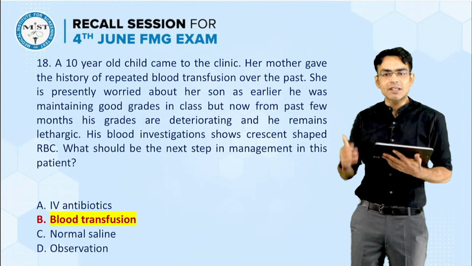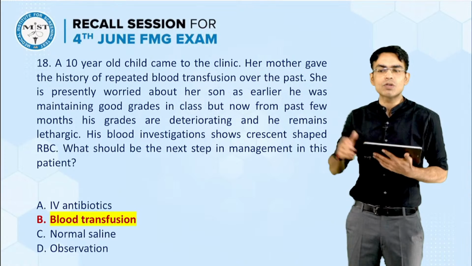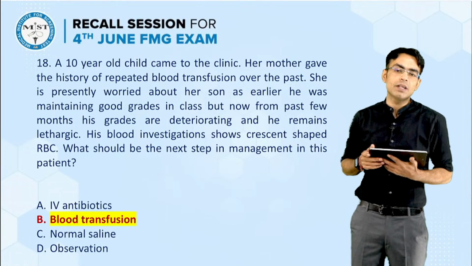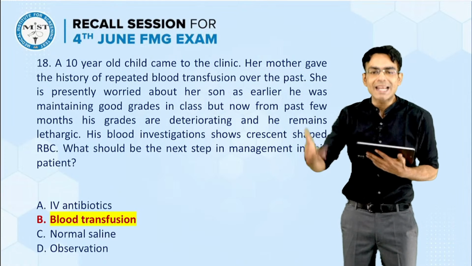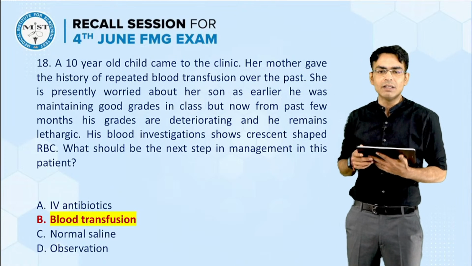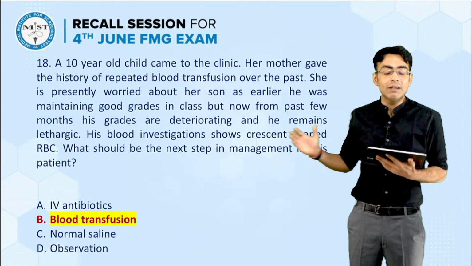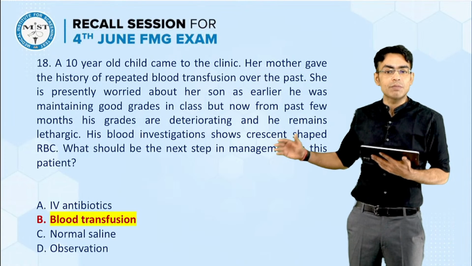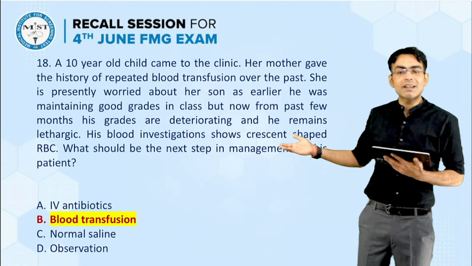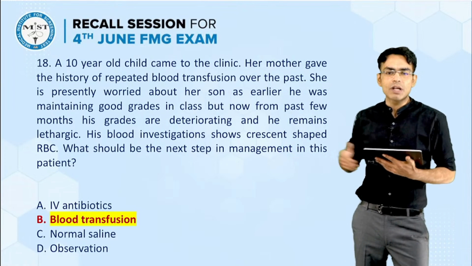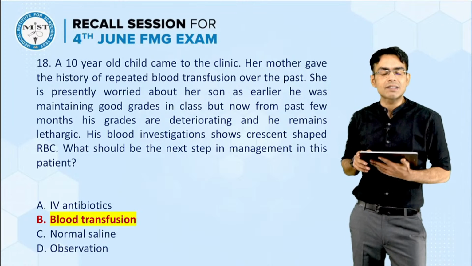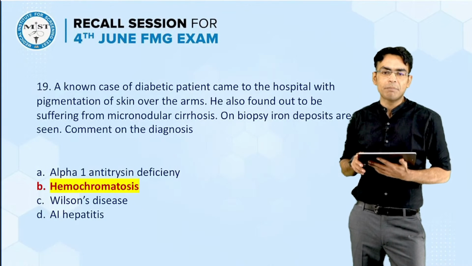IV antibiotics, yes, you can give in patients of sickle cell anemia because of so much injury and the infections these patients have, but it would not be the next step. There is no history of that here. Normal saline will not help, and you cannot leave this patient for observation because you are already directly seeing crescent-shaped RBCs in the blood smear. So it's a serious case, and you need to transfuse the blood. Out of the given options, I think this would be the best option available.